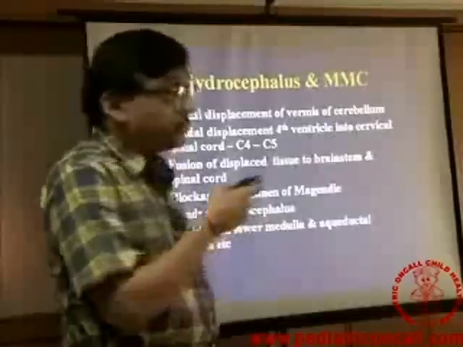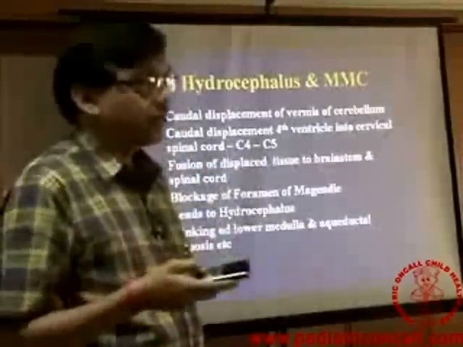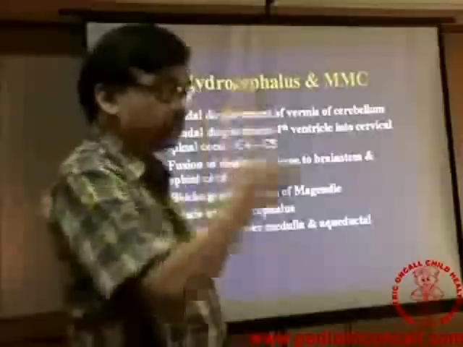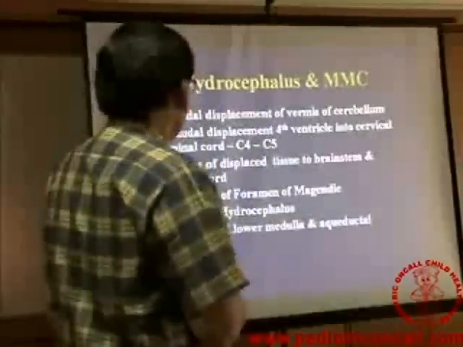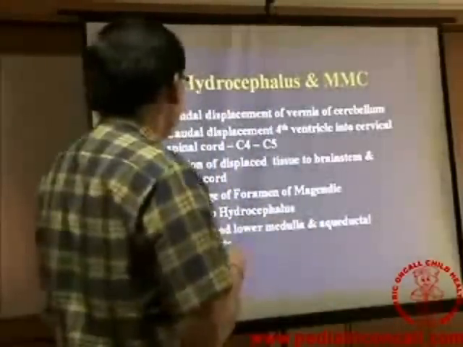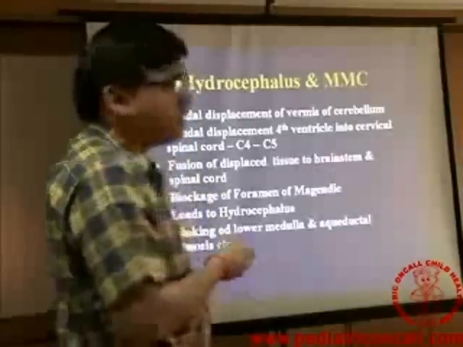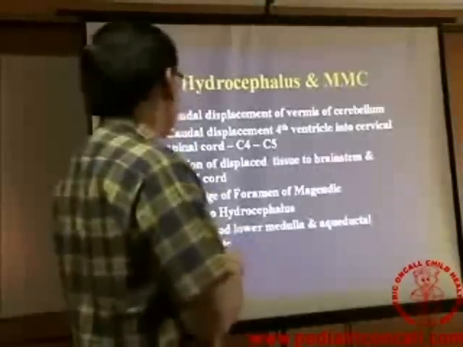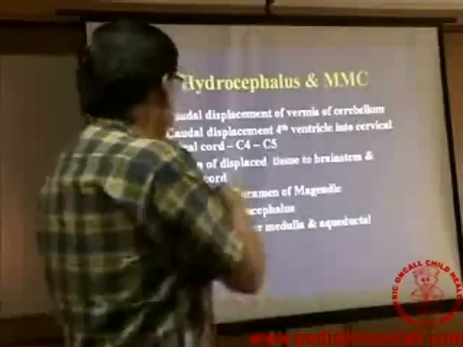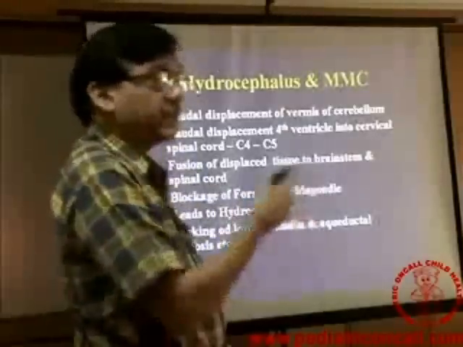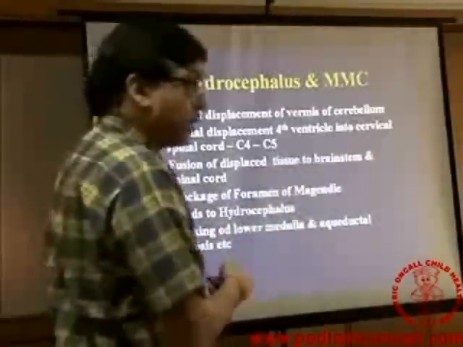Now these are the issues which are because of the Arnold-Chiari malformation, where there is a caudal displacement of the cerebellum and fourth ventricle, with fusion of the displaced tissue. This is basically Arnold-Chiari malformation type 2, which leads to blockage of the foramina of Magendie and therefore gives rise to hydrocephalus, and which needs to be treated.